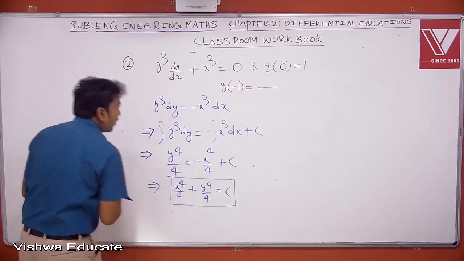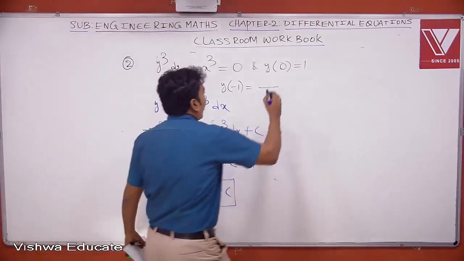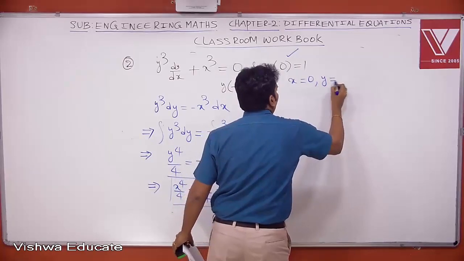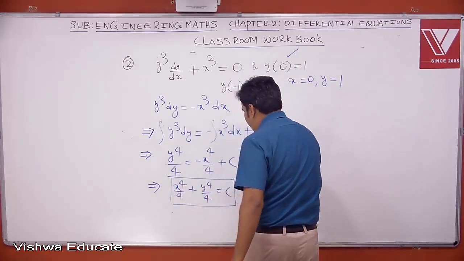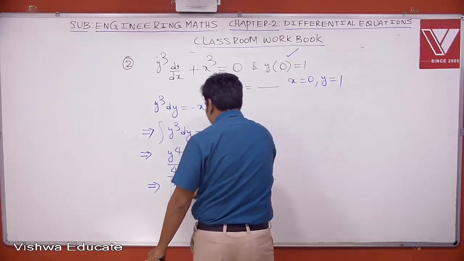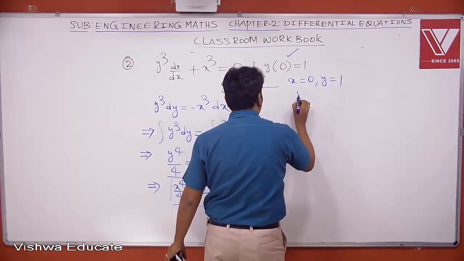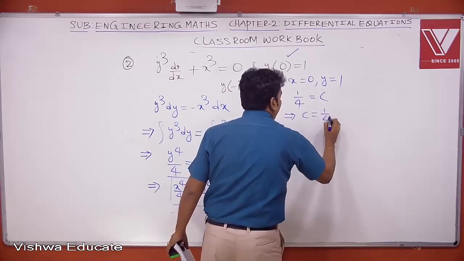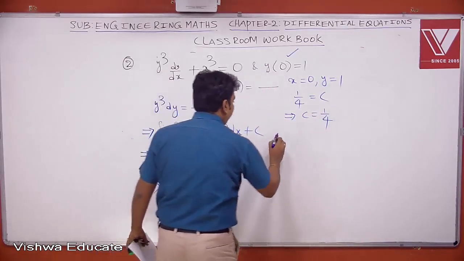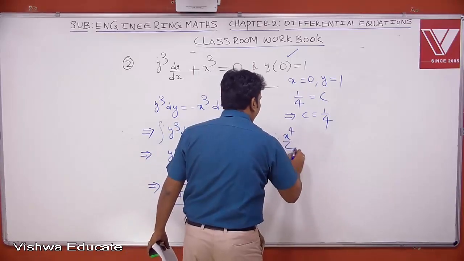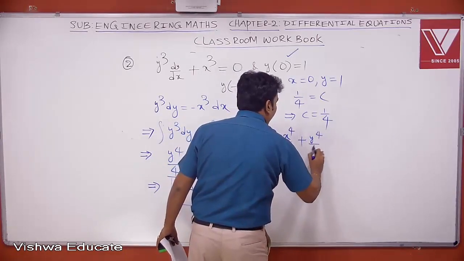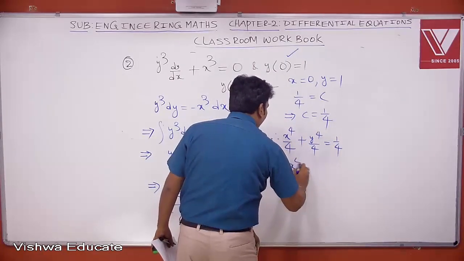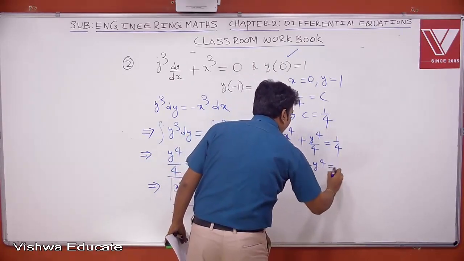Now in this general solution, apply the boundary condition y of 0 equal to 1. That means, when x is 0, y value is 1. Substitute these values in this general solution. We get x value 0, y value 1. So therefore 1 by 4 equal to c. So c equal to 1 by 4. Now substitute c value 1 by 4 here. So the particular solution is x power 4 by 4 plus y power 4 by 4 equal to 1 by 4. This implies x power 4 plus y power 4 equal to 1.